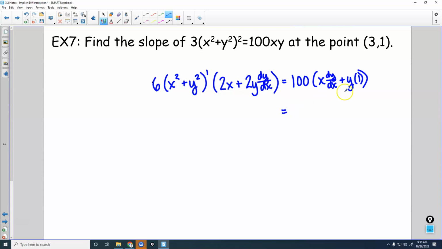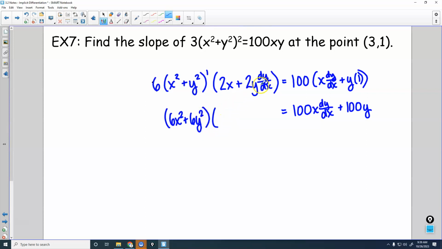Okay. So over here on the right-hand side, I'm going to get 100x dy dx plus 100y. What do I do over here? Okay, how do I distribute? You could go ahead and distribute the 6. Where does the 6 go if you do that? 6x squared plus 6y squared.